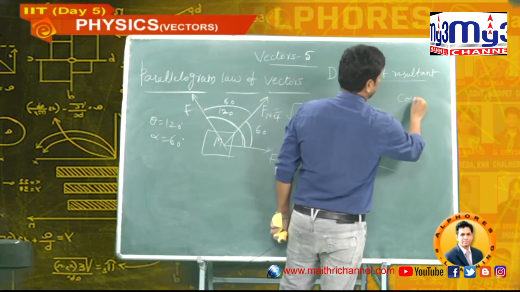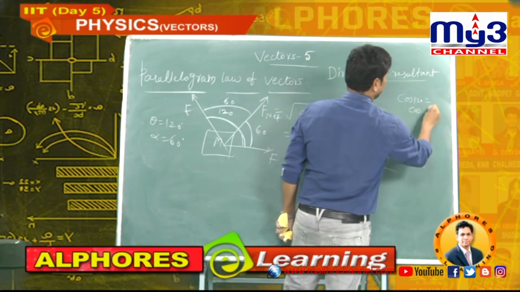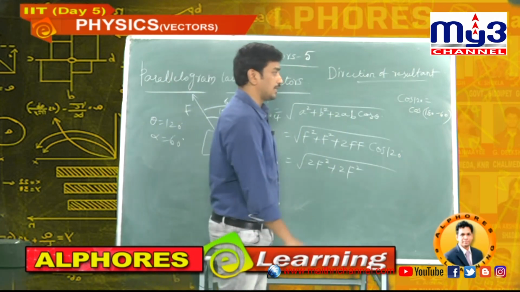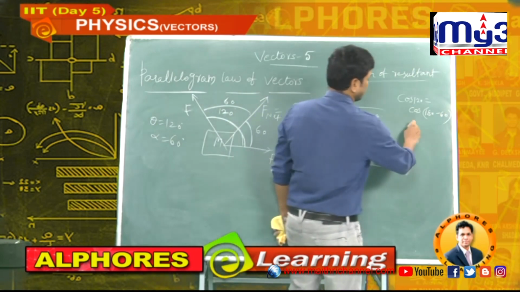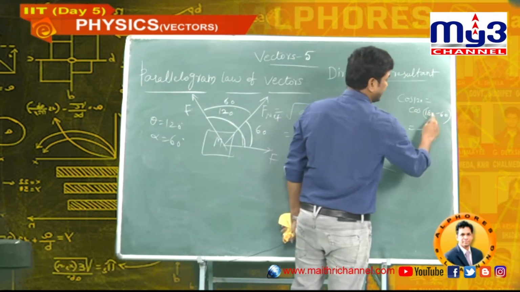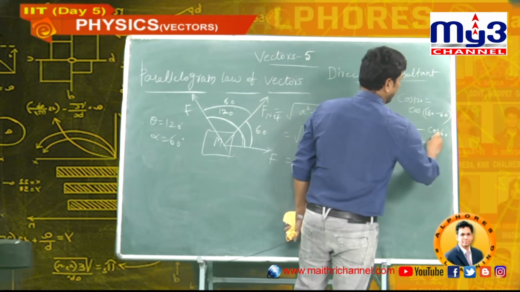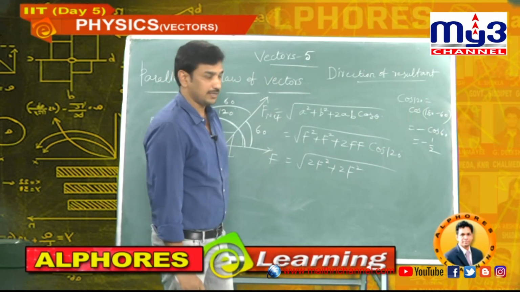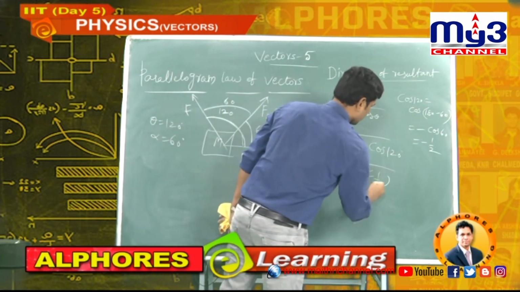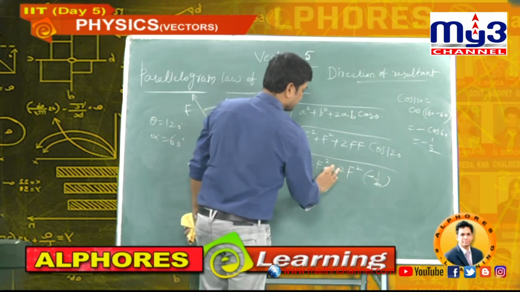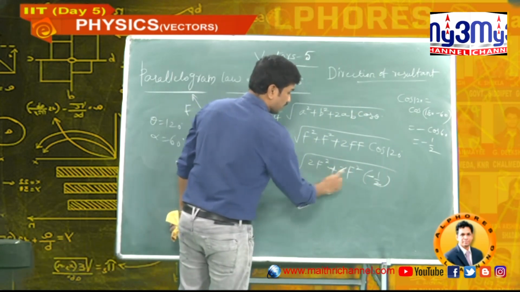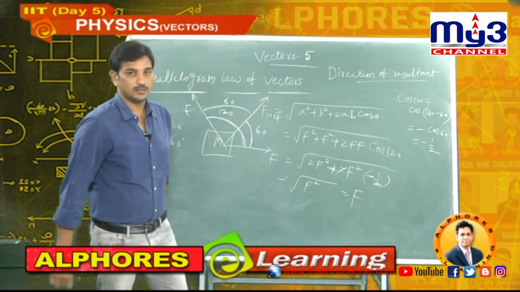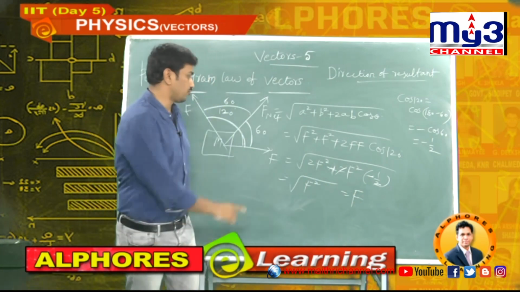See here, cos 120 is cos of 180 minus 60. This is the second quadrant, where cos is negative: minus cos of 180 minus theta, cos theta. Now cos 60 value is 1 by 2, so cos 120 degrees we can write directly as minus 1 by 2. The 2 cancels, 2F square minus F square, F square. Answer F. So two equal forces and angle 120.